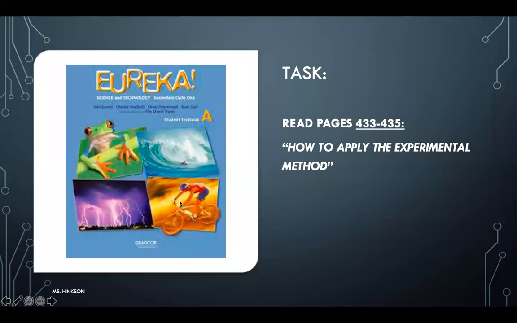So today, I've asked you guys to read pages 433 to 435, which basically outlines the scientific method and the experimental method. I know sometimes reading is difficult, so I figured, you know what, let's do this reading together. So get your textbooks.